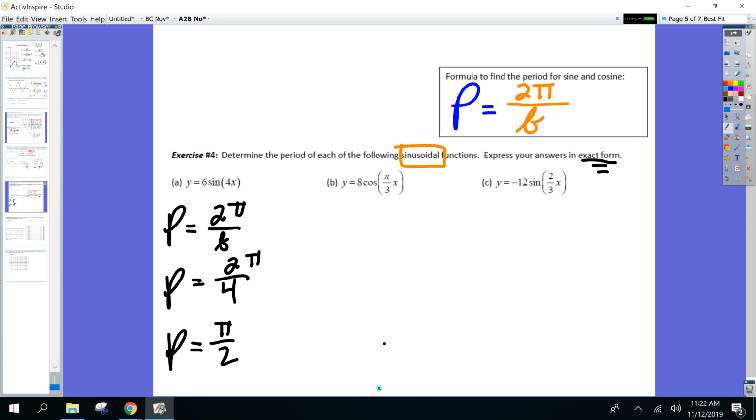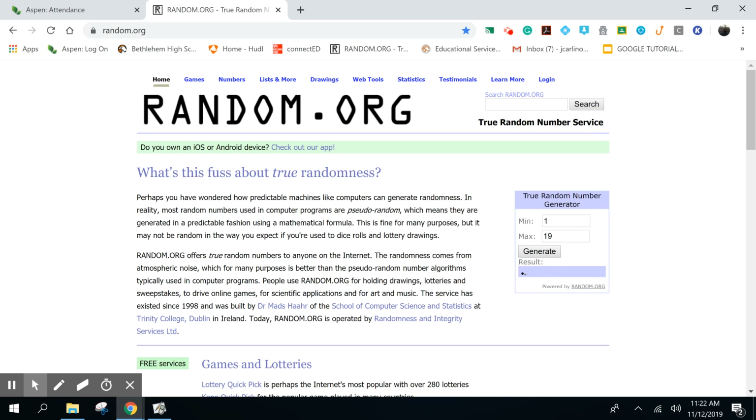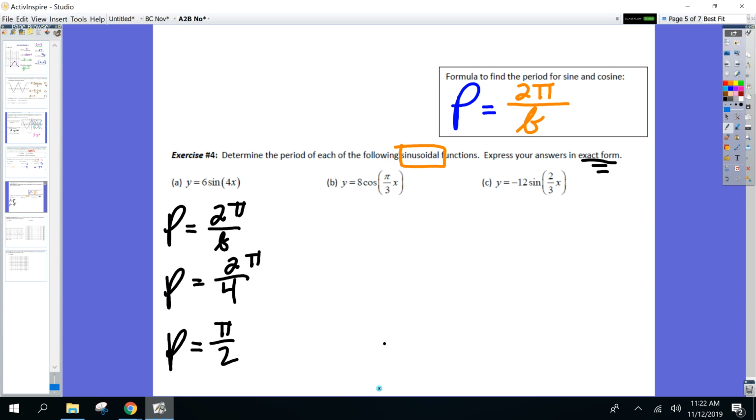8 cosine pi over 3. Here you go, Olivia. What do you got here? Formula first. All right, we got a little work to do now. What's in place of the b here in the equation, Olivia? Yeah, so I'm doing, ready guys, 2 pi over 3. And no, I won't allow you to leave it like that. How are you going to simplify that?